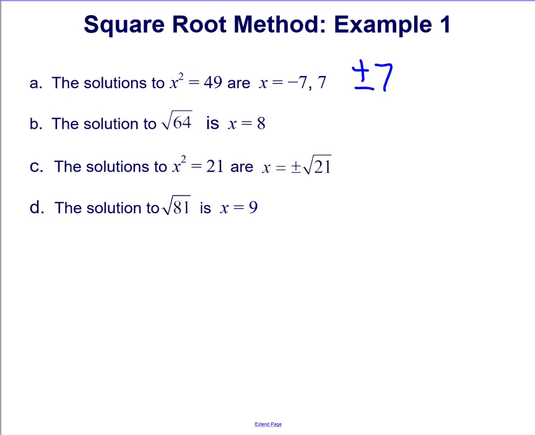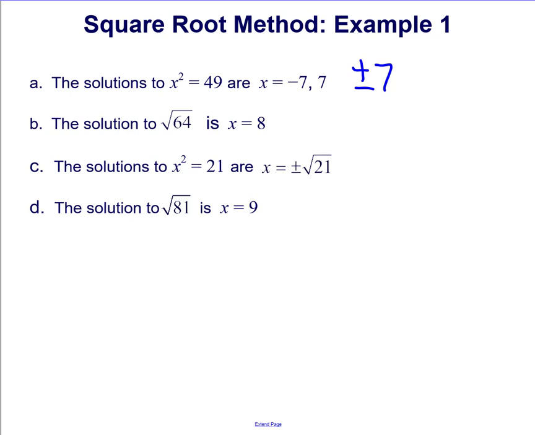Now, letter B is an example of a principal square root. So we just have the square root of 64 is x equals 8. So we're looking at just the principal square root. So notice the difference: here we have an equation, here we just have a number. The solutions to letter C, the solutions to x squared equal to 21 are x is equal to plus or minus the square root of 21. Again, this is an equation, so we're going to consider all possible answers. In this case, there are 2 of them.